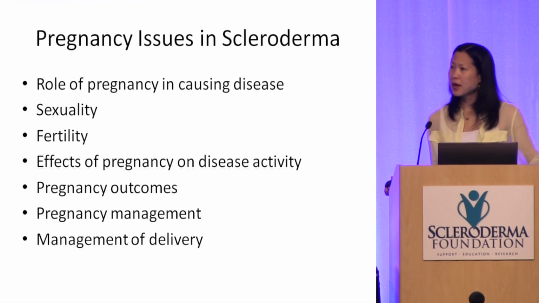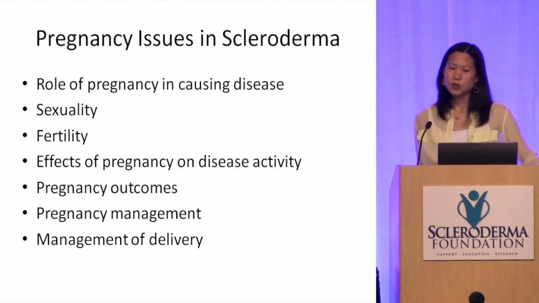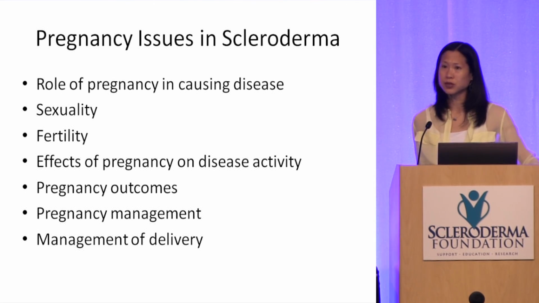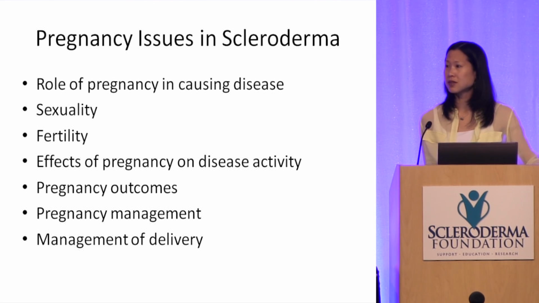So now I've given you some background on what is going on in the placenta and given you some definitions regarding pregnancy. And now I'm going to go more systematically through the issues that we have to deal with regarding pregnancy in patients with scleroderma. So I want to go through, first of all, the role of pregnancy in actually causing the disease itself. I want to review some of the issues regarding sexuality, fertility, the effects of pregnancy on scleroderma disease activity, pregnancy outcomes, pregnancy management, and the management of delivery.